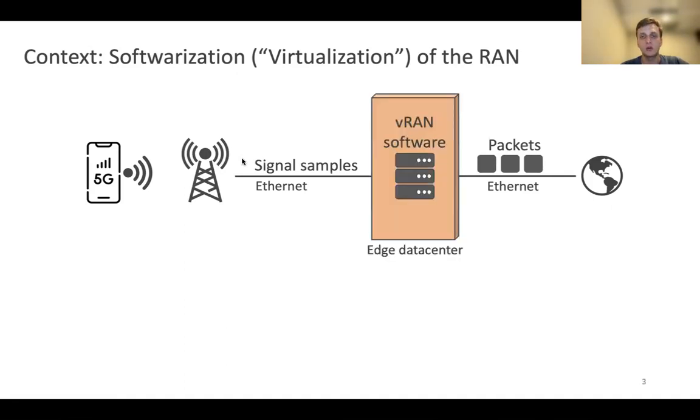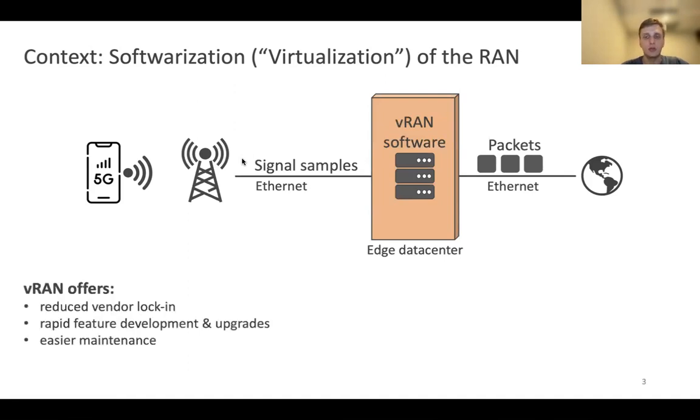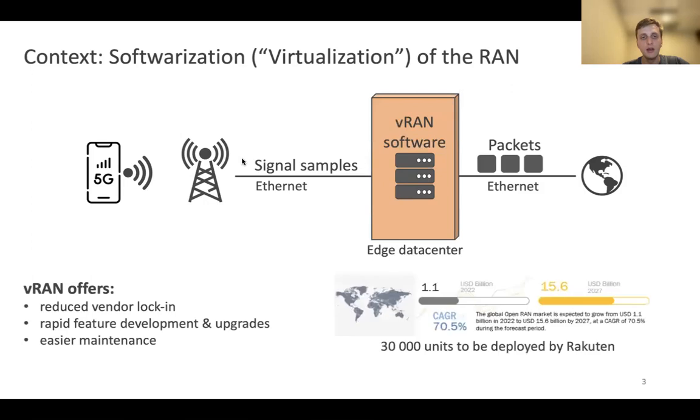Virtualized radio access networks, or VRAN, is a new concept where RAN processing is moved to software running in a general-purpose data center connected to the cell sites over Ethernet. VRAN offers reduced vendor lock-in, rapid development and upgrade of system components, easier maintenance, and potentially lower cost of ownership. The VRAN market is growing across the world, with, for example, Rakuten already deploying 30,000 units in Japan.